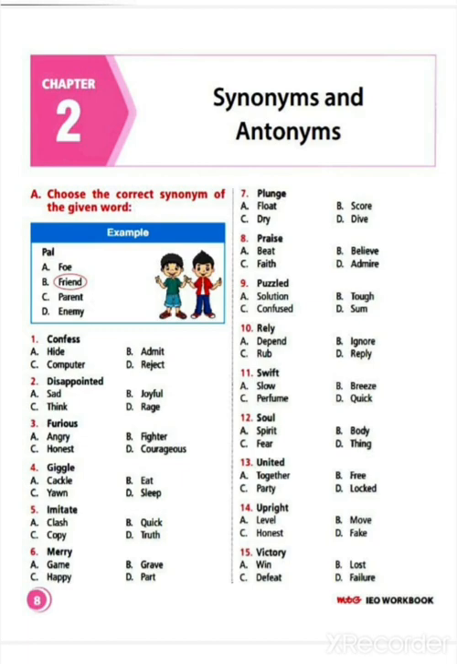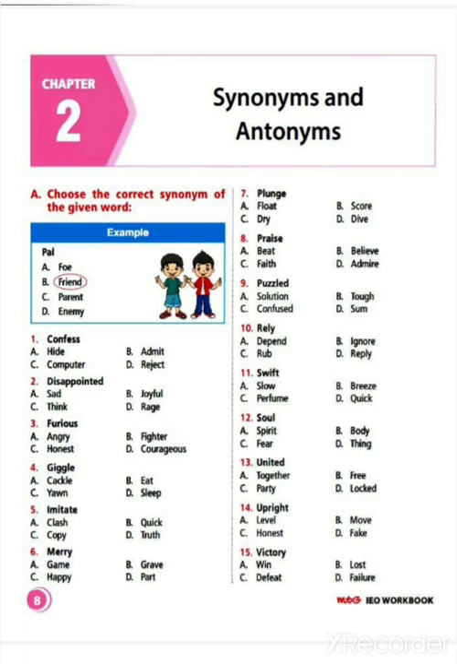So, accordingly, if the question asks you to choose the synonym, you have to choose the word out of the four words which has a similar meaning to the word in the question. And if it asks you to choose the antonym, you have to choose the word amongst the four options which is completely opposite in meaning. So, let's start with the exercise.